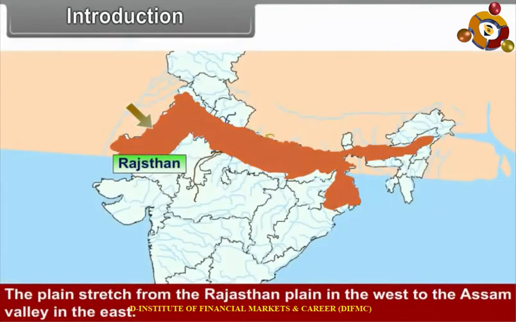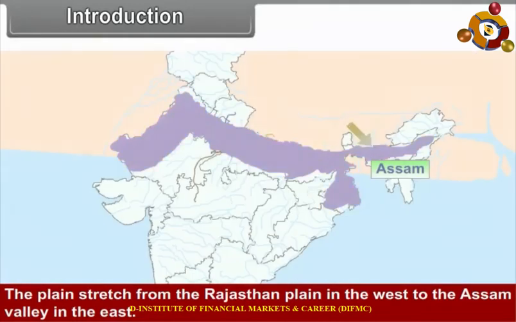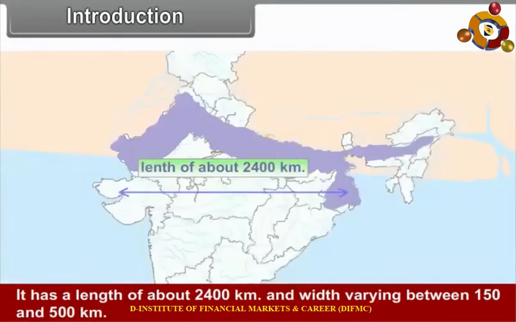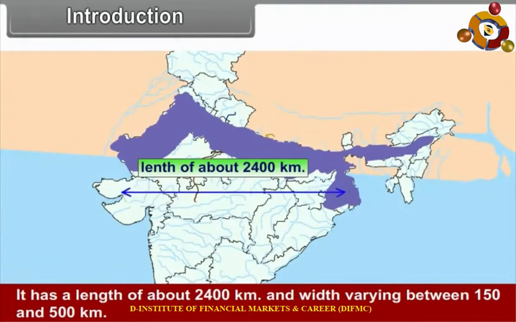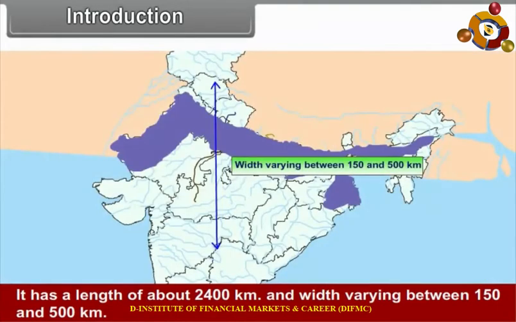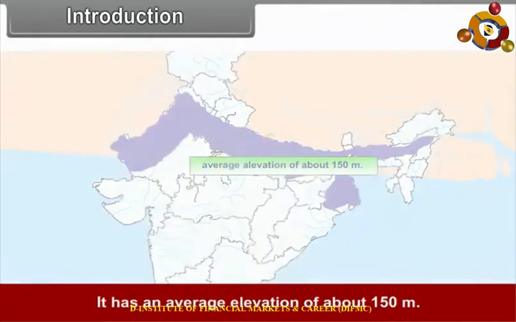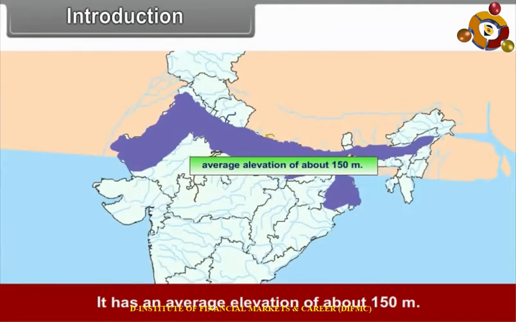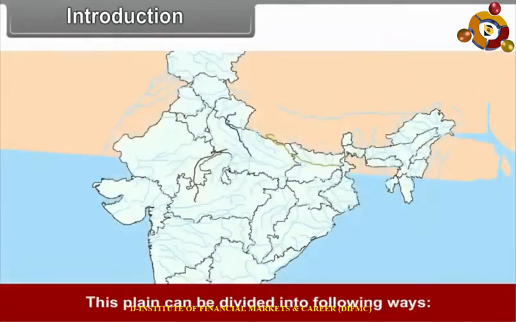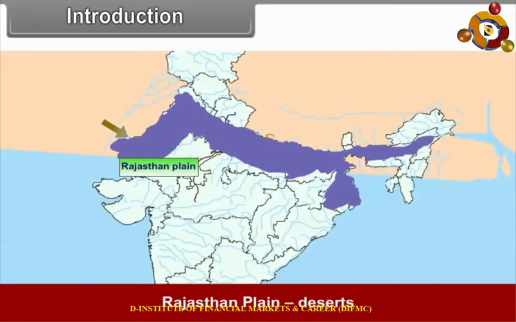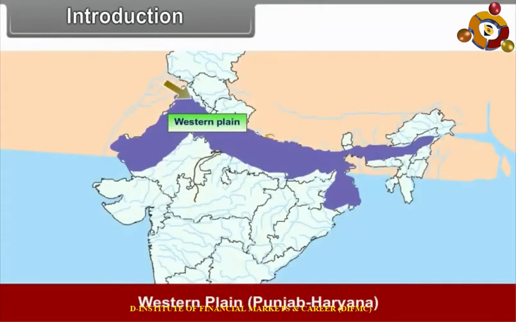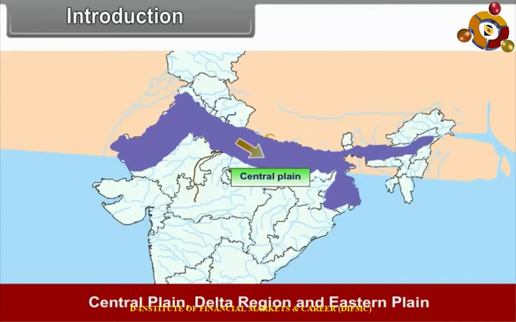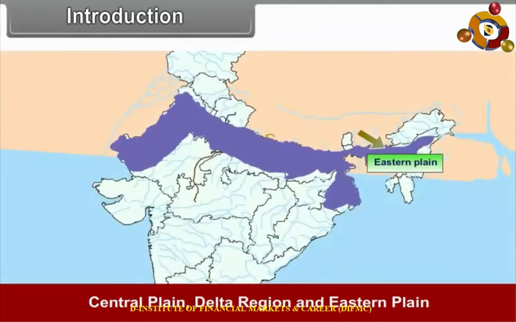The plains stretch from Rajasthan Plain in the west to the Assam Valley in the east. It has a length of about 2,400 kilometers and width varying between 150 and 500 kilometers. It has an average elevation of about 150 meters. This plain can be divided into four regions: Rajasthan Plain, deserts, Western Plain, Punjab, Haryana, Central Plain, Delta region and Eastern Plain.